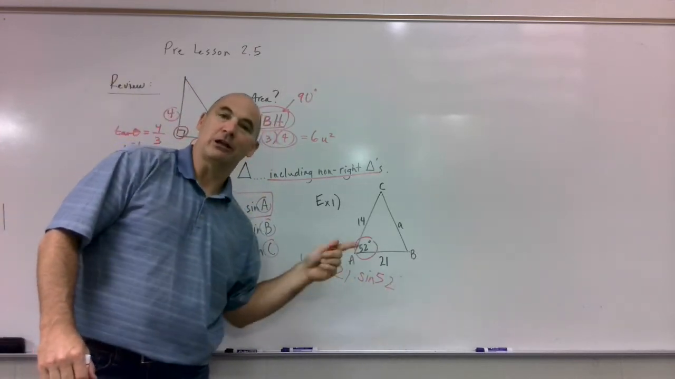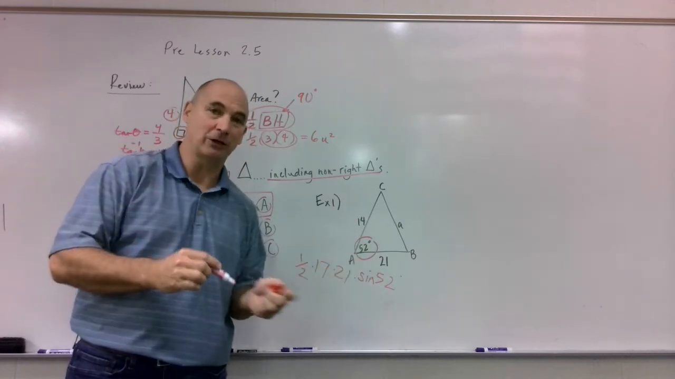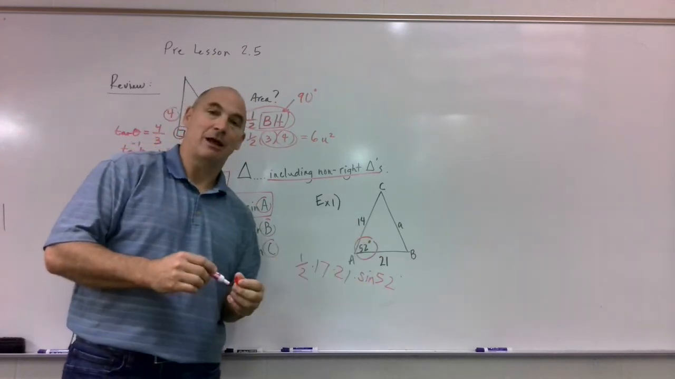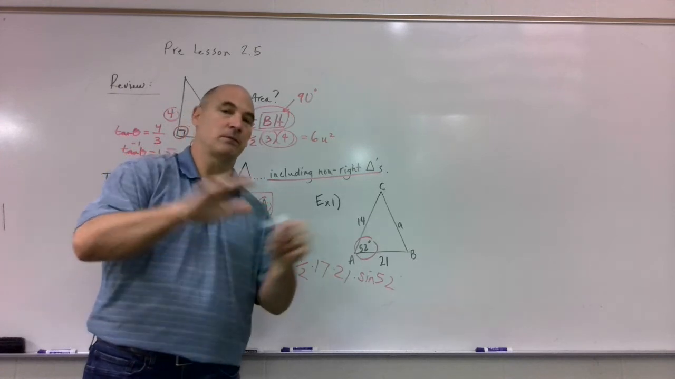It's just what I call plug and chug. So these formulas have done all the work for you. You just need to calculate this, and you'll have the area of that non-right triangle. That's it for the pre-lesson.